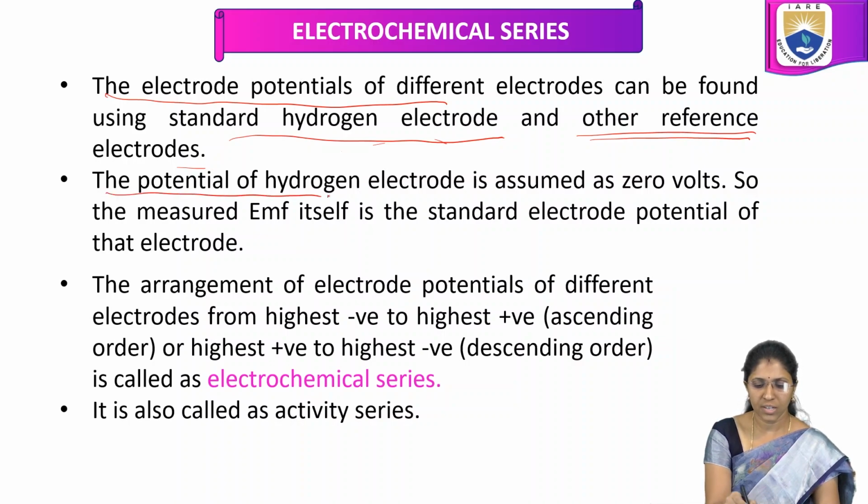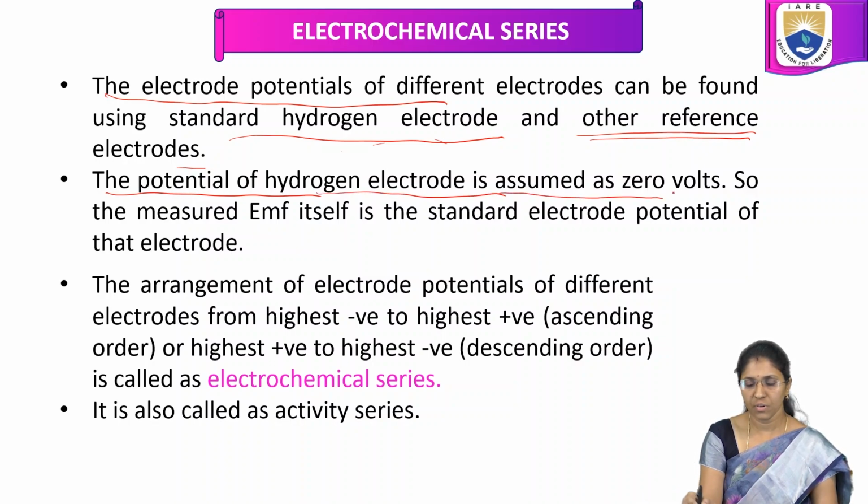If we find the electrode potentials using the standard hydrogen electrode, the potential of the standard hydrogen electrode is assumed as 0 volts. So the measured EMF itself is the standard electrode potential of that electrode. Like this, first we measure the electrode potentials of different electrodes using the standard hydrogen electrode, and then arrange these electrode potentials in ascending or descending order. That series is called the electrochemical series.